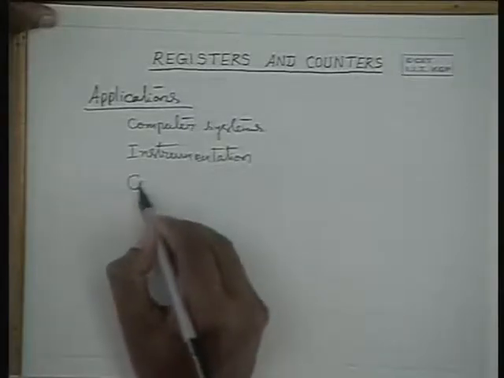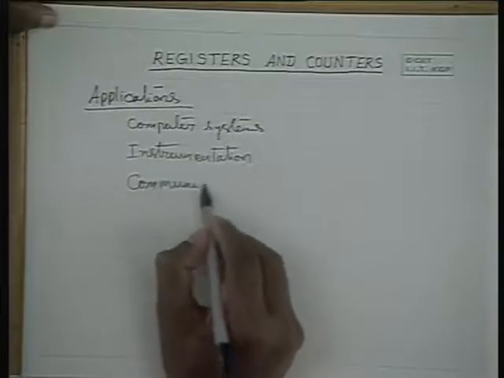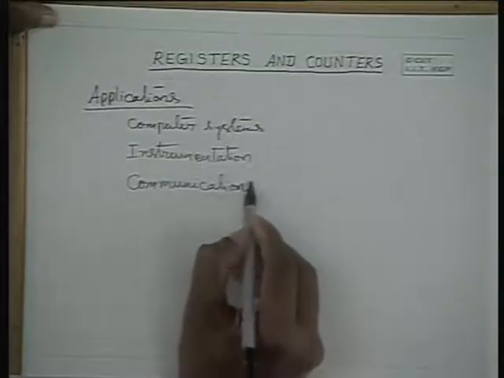Similarly, communication systems, wherein we have digital communications as the modern means of communication today. These digital communications use most of the time binary data, or use the signal in binary form, and these signals are to be handled by digital circuits. Therefore in the digital circuits we use registers and counters in the various subsystems of a communication system.